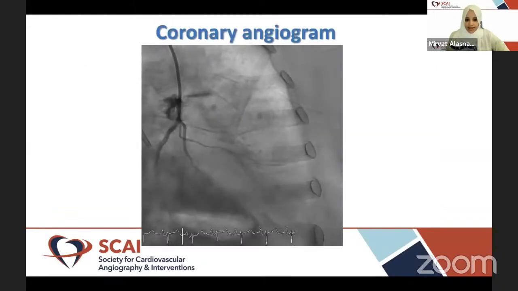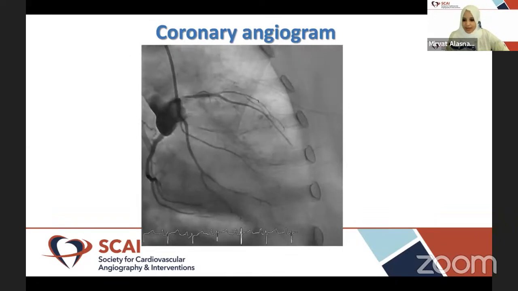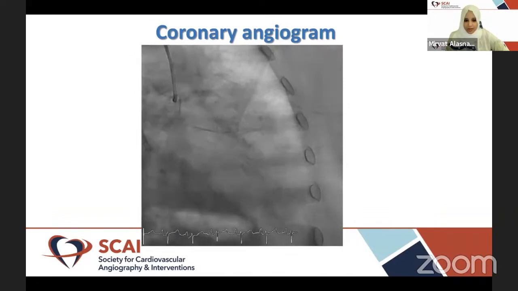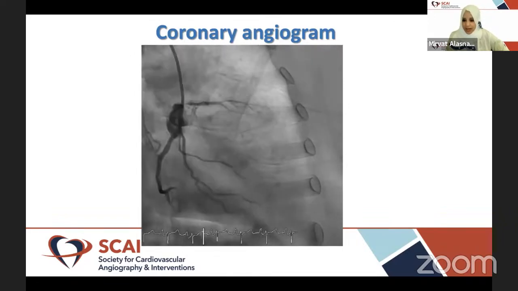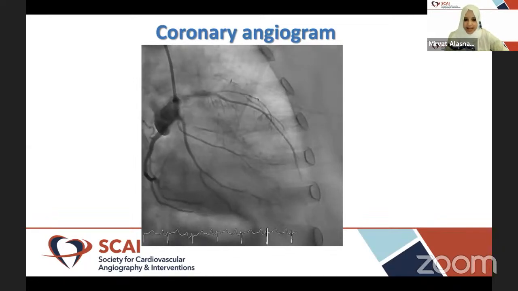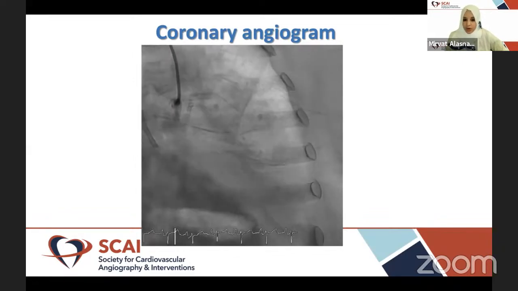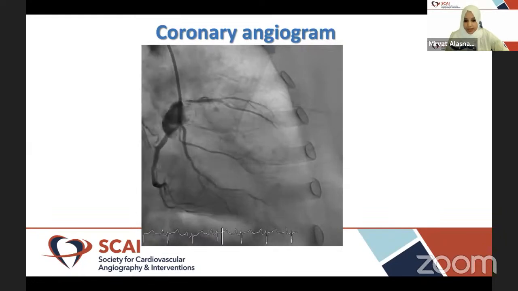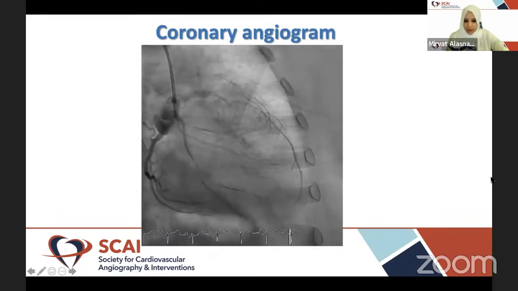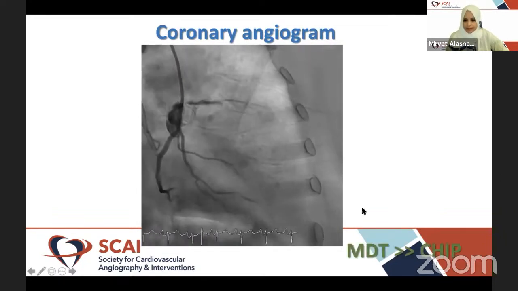And surprisingly, this is her angiogram. There's significant calcification in the proximal segment. It almost looks like there's a tube of stents over there, and very slow flow in the LAD, and a large circumflex territory. This was the caudal view.